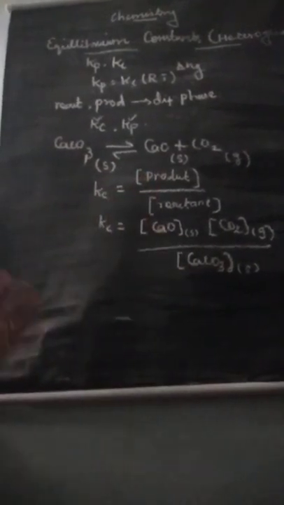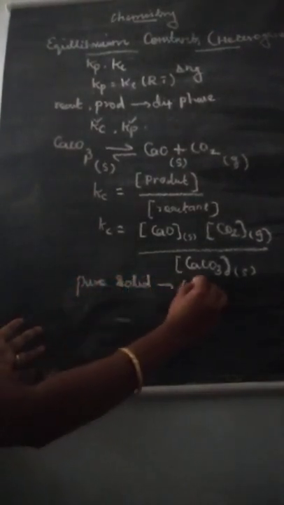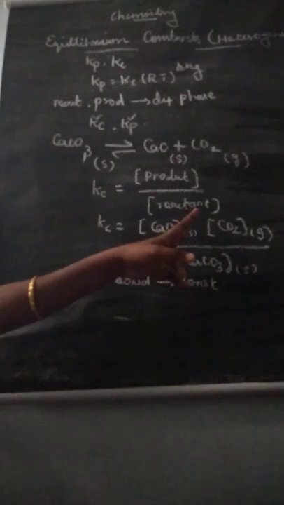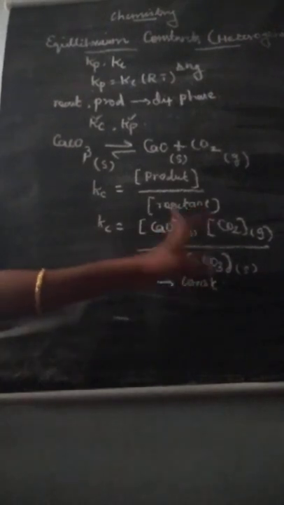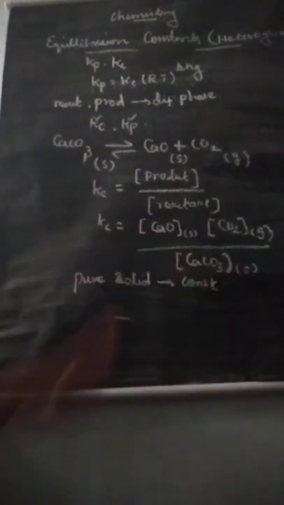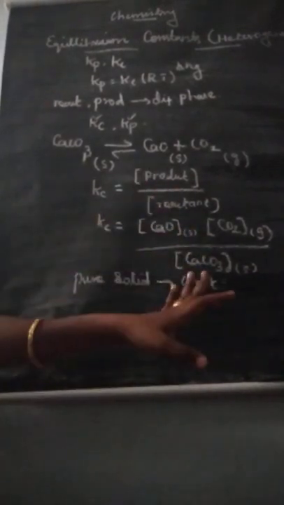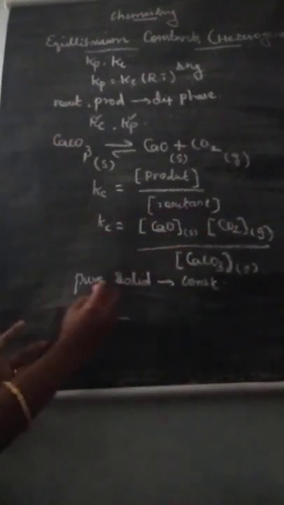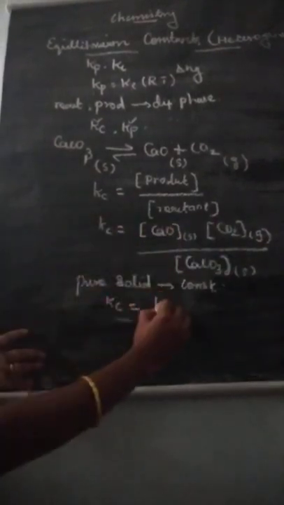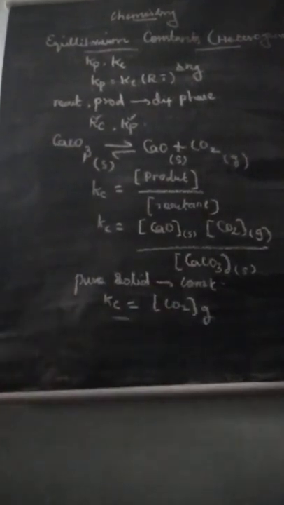Now listen, in this reaction, a pure solid remains constant. At equilibrium, pure solid remains constant. What are the solids present here? Calcium oxide and calcium carbonate. So these two solids remain constant. So with solids constant, can you tell the formula for Kc? You can write the formula: Kc is equal to, the answer, the carbon dioxide gas molecule, and calcium carbonate solid also constant.